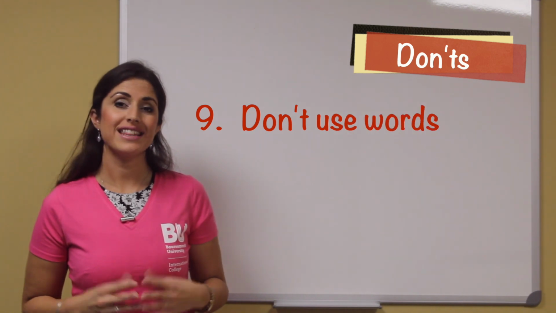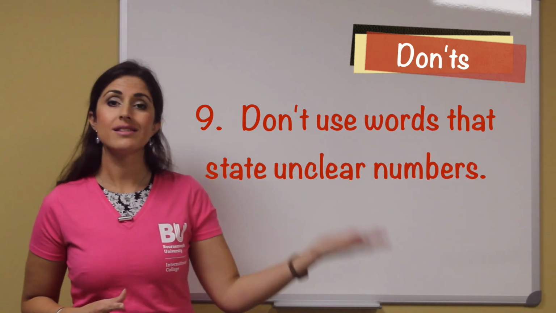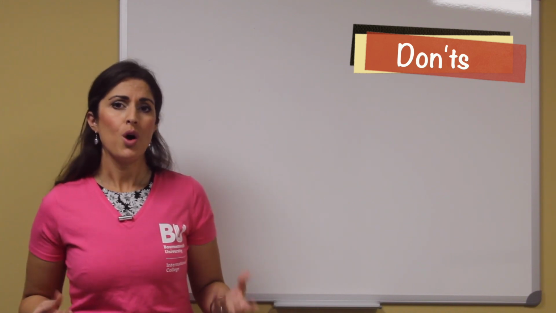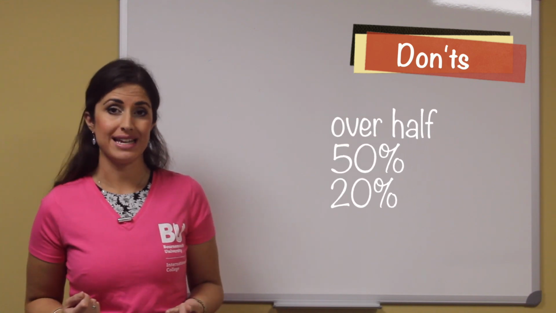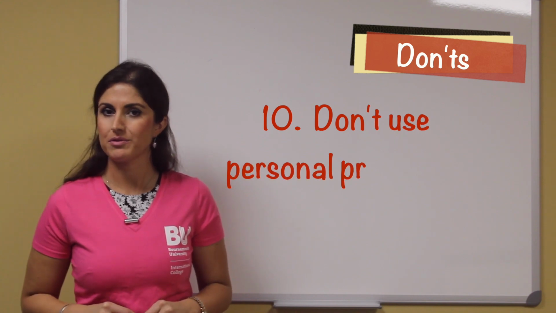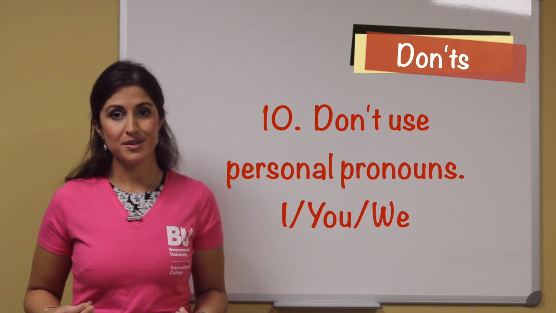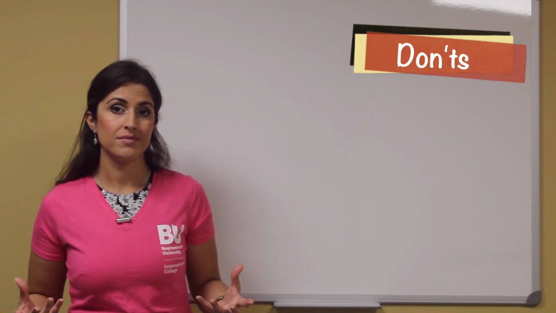Okay, words that state unclear numbers. A lot of, some. In academic English, this is far too vague. We want to know how much, 20%, 50%. Let's go back to that personal pronoun. I, we. Avoid this. Much better to use passive structures.